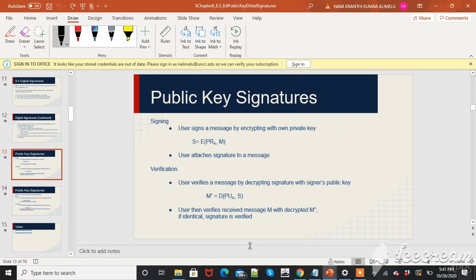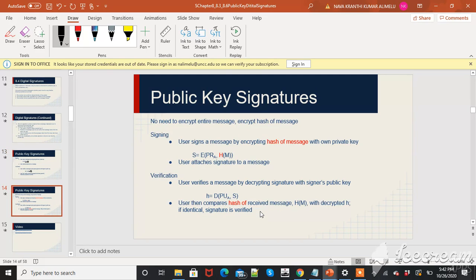So for signing, first the message is converted into a signature by using the private key PR. Now the user attaches the signature to the message. Once the signing is done, verification should be done at the receiver. The signature is used with the public key to decrypt the message and to identify the signature. Then the user verifies the received message M with the decrypted M, and if identical, the signature is verified.